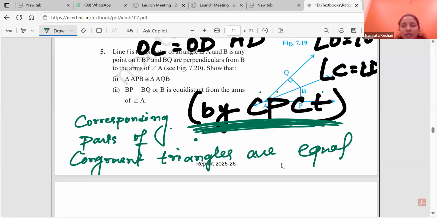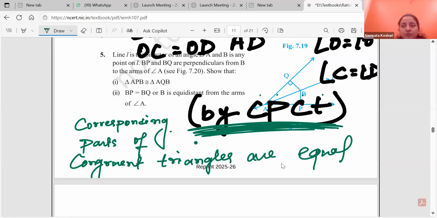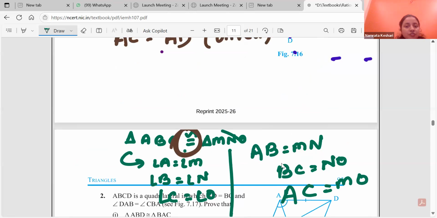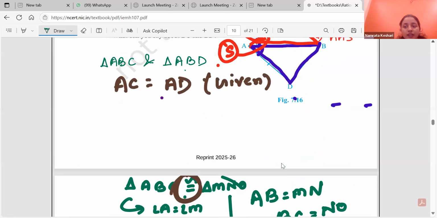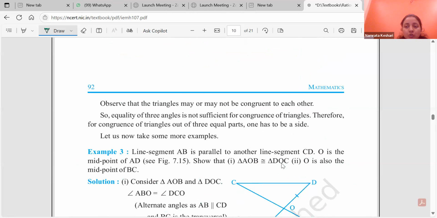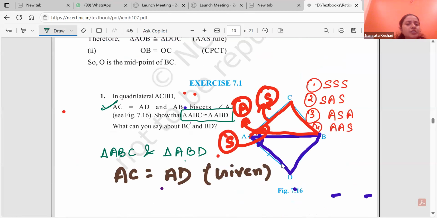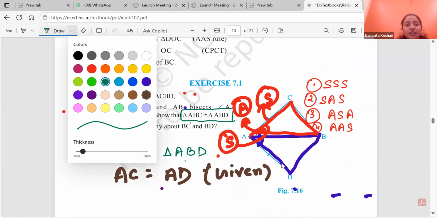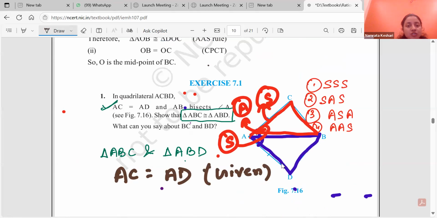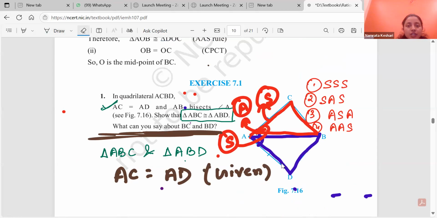Okay, so the moment we have proved the congruency in the first part, that this triangle, that triangle are congruent, automatically so many more information came out in our hand. But since we just wanted to show congruency, hence we stopped over here. Here one more part was there in the question, that what about BC and BD. This part we missed in question number 1. We need to discuss this part.